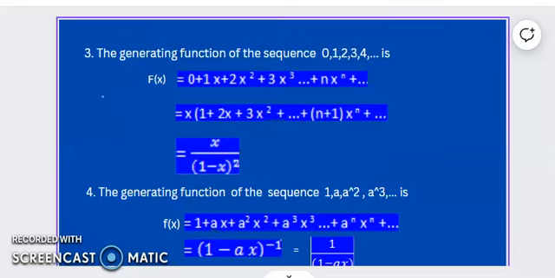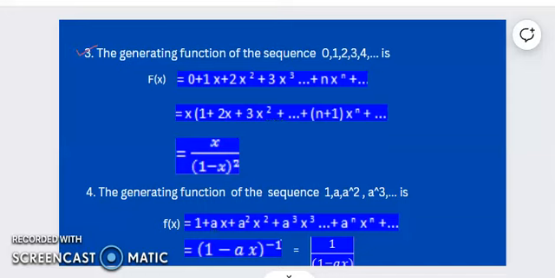Now the third formula is for the generating function of the sequence of the form 0, 1, 2, 3, 4 and so on. The generating function, named capital F of x, is 0 plus 1x plus 2x square plus 3x cube plus and so on plus nx power n plus and so on. Now 0 can be eliminated because 0 plus anything is anything. That's why here the values are 1x plus 2x square plus 3x cube plus and so on.